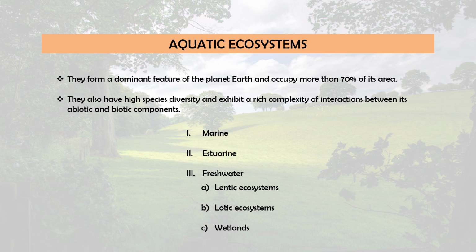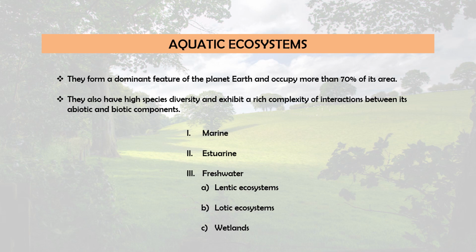And as we know, aquatic ecosystems consist of the majority of the planet Earth. It covers about 70% of Earth's area, and as it covers such a large portion of the Earth, it also consists of a variety and a high species diversity, and due to such high species diversity we see a very complex form of interaction between them and their environment.